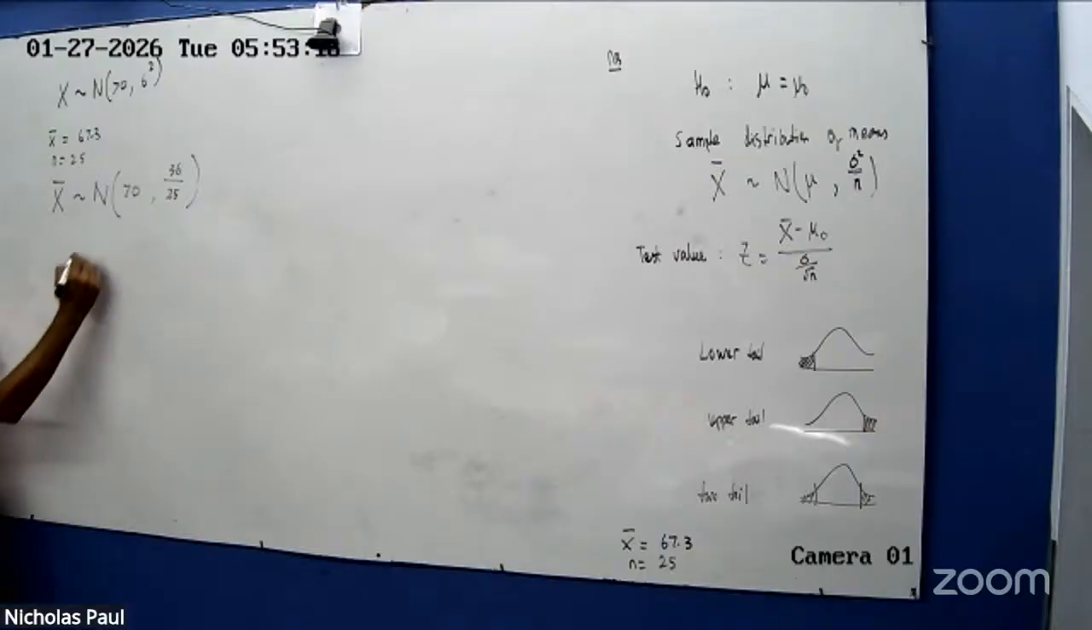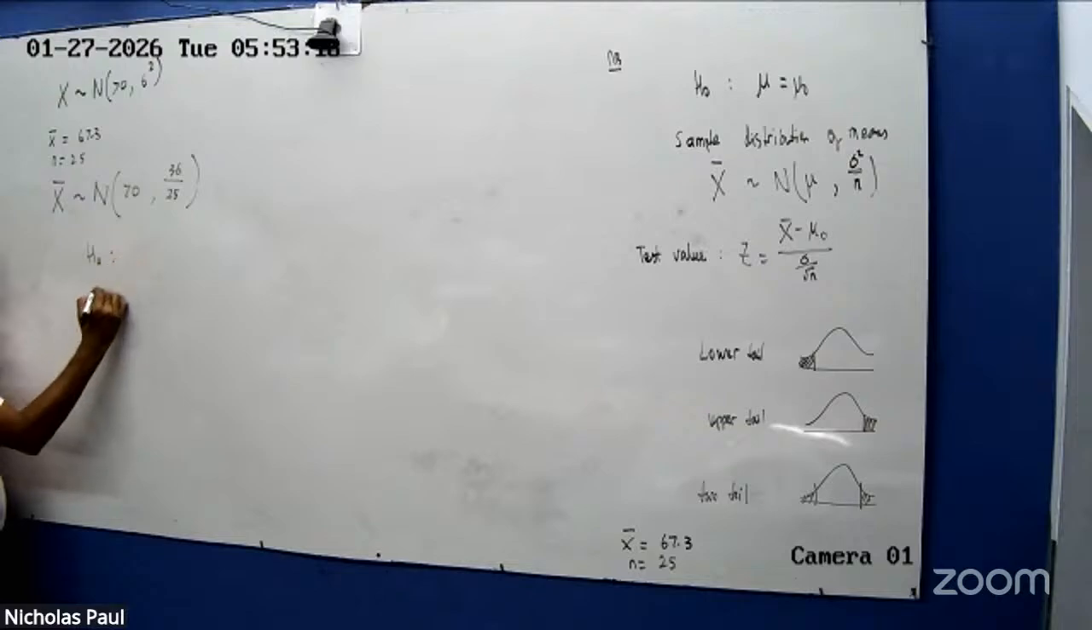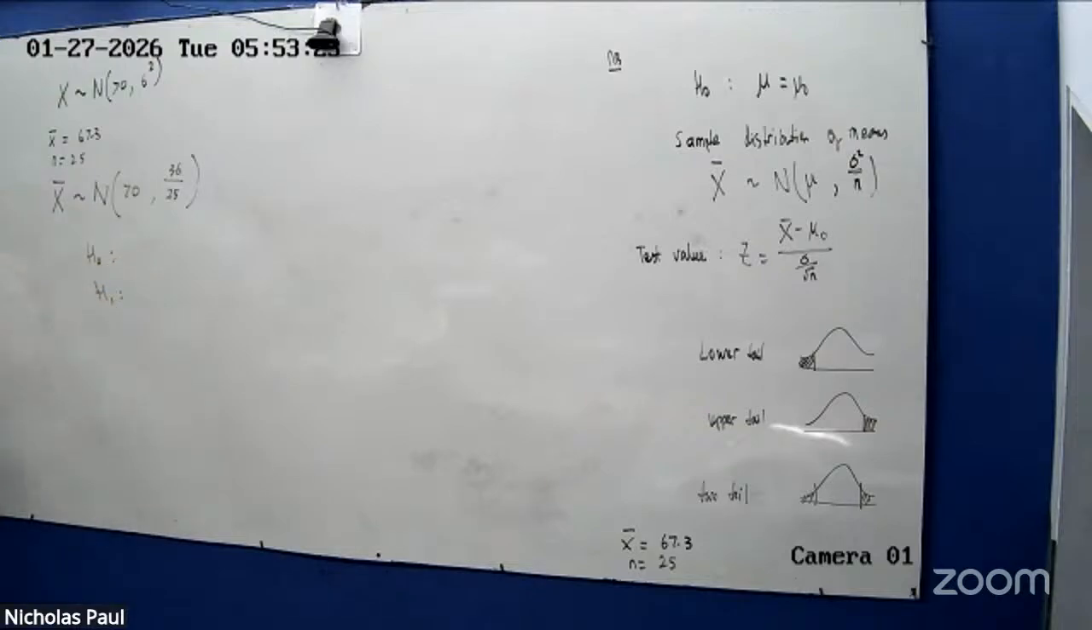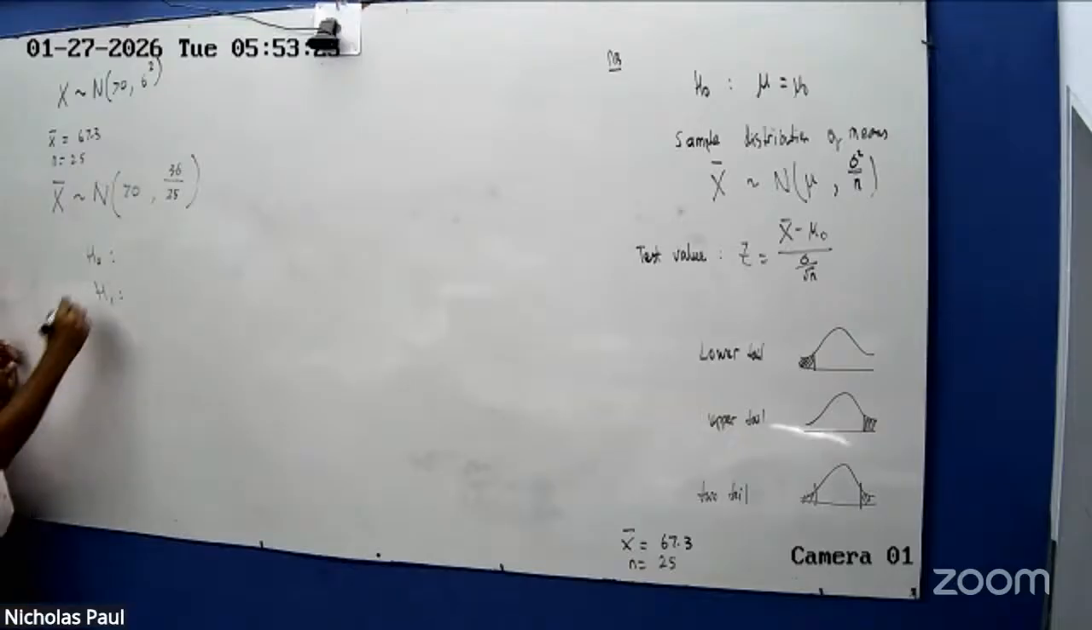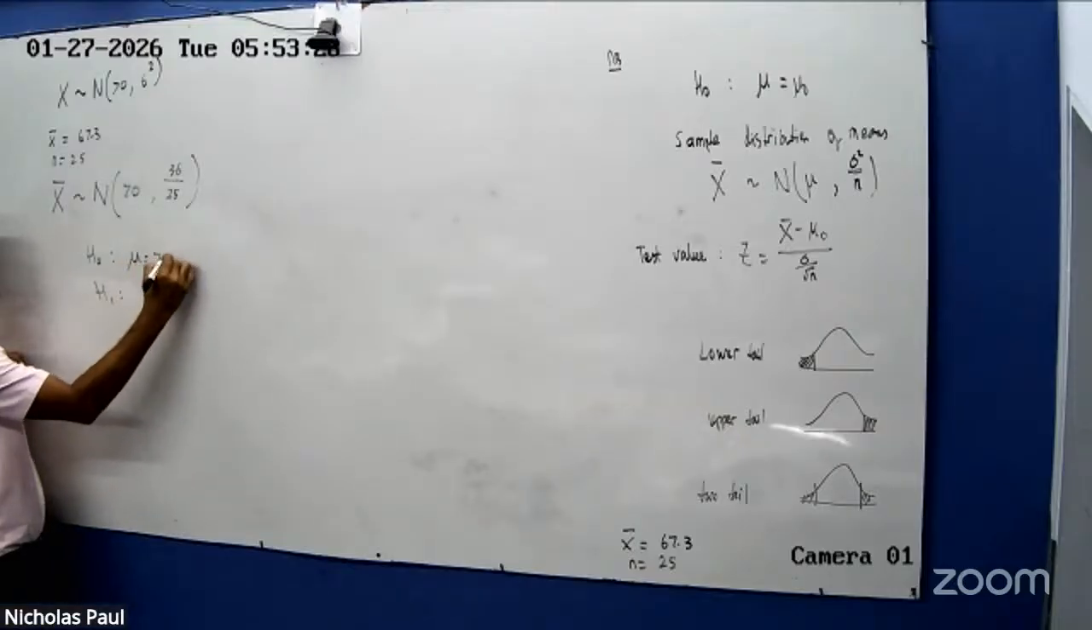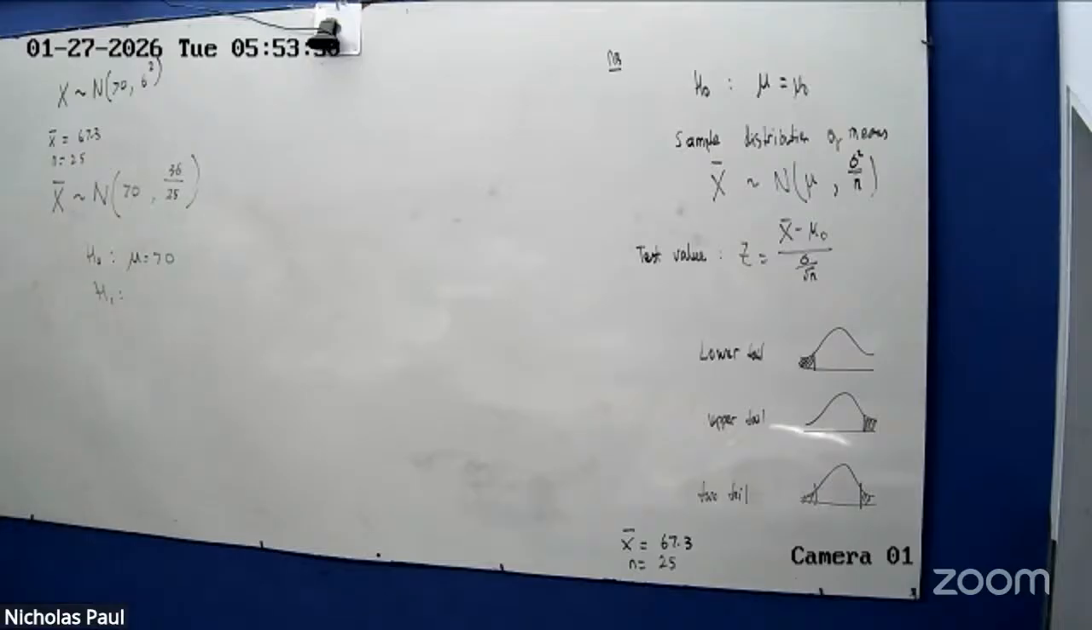Next step, Mikhail. H naught, H1. H0 is always from a population data. So mu is what? 70. We test to see if mu is 70. The alternative will be H1.